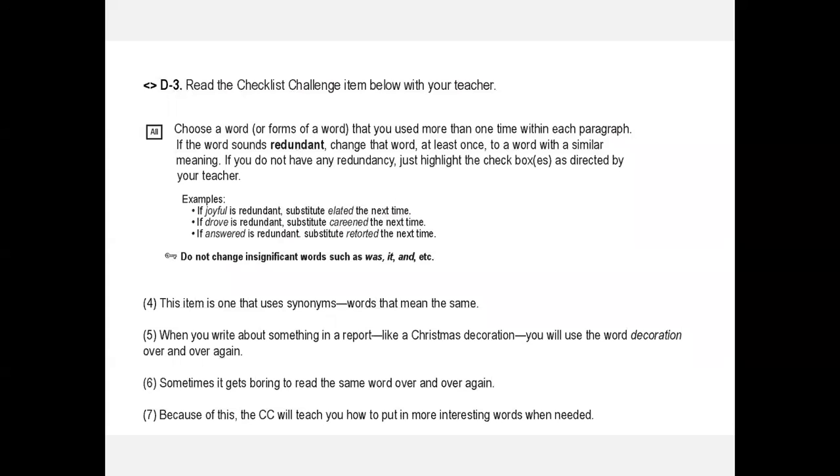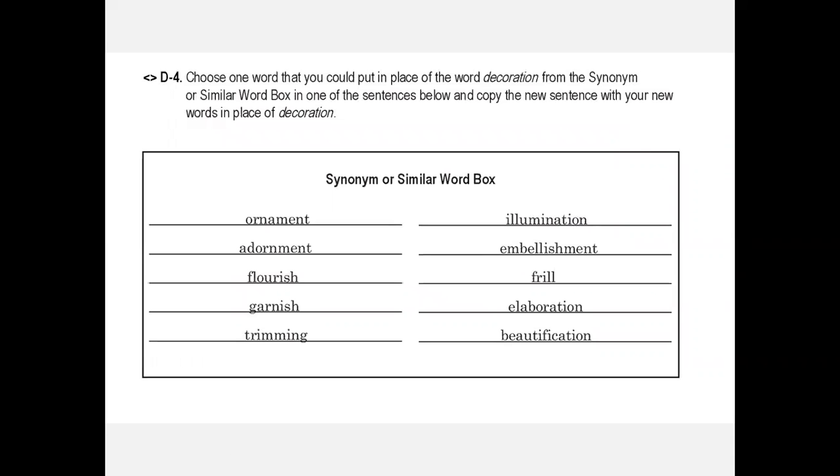Then there is just a mini checklist challenge lesson. These are found a lot in Meaningful Composition 2 and 3, 2-1, 2-2, 3-1, 3-2, first semester, second semester of 2nd grade and 3rd grade. They're also found a lot in the level 1 and level 2 Write for a Month books. So this has a teaching on redundancy, and then it has a similar synonym or similar word box.